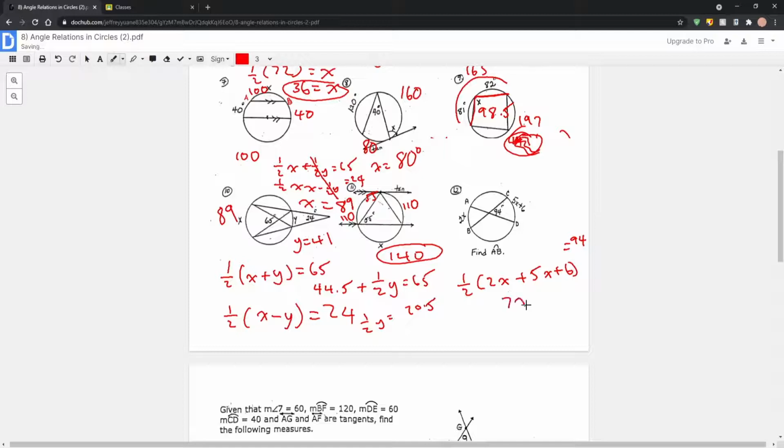So you can add these things together inside. 94. And actually, I would prefer just to multiply the 2 out of this equation. So multiply 2 out of that plus 6 equal to 188, minus 6, 182. Yeah, 182 equals 7x. You get x equals 26.